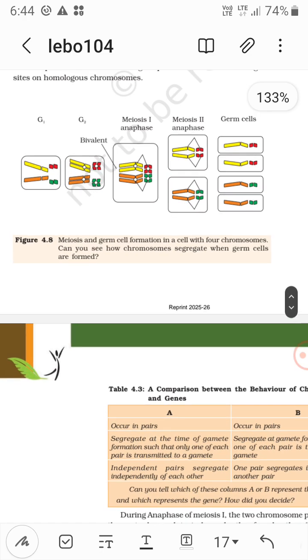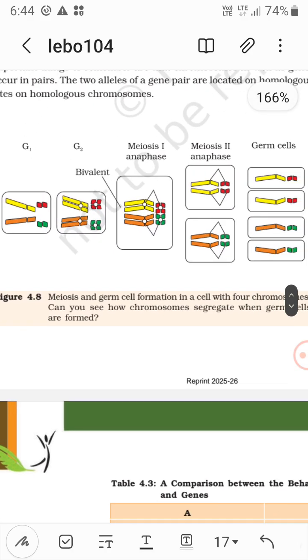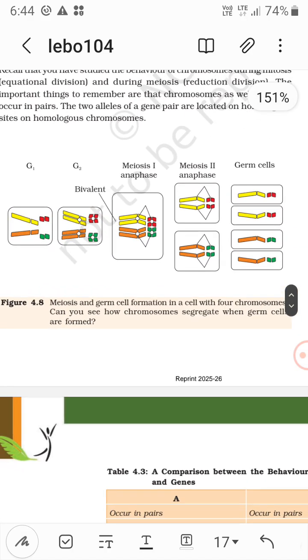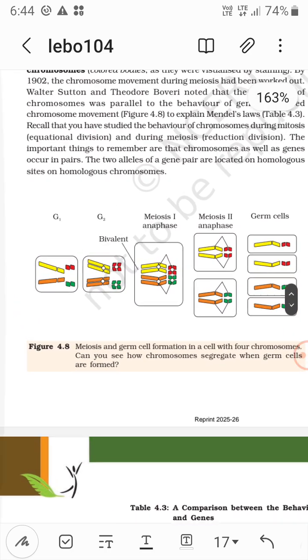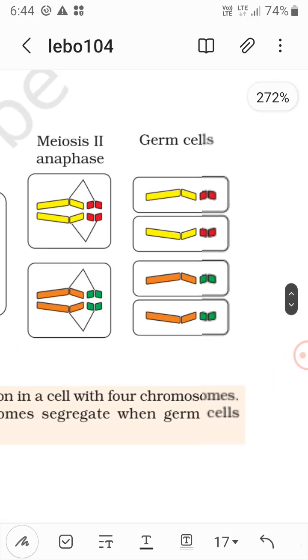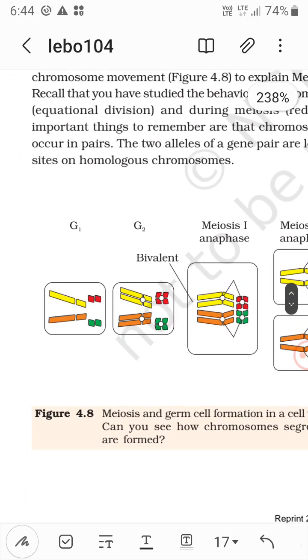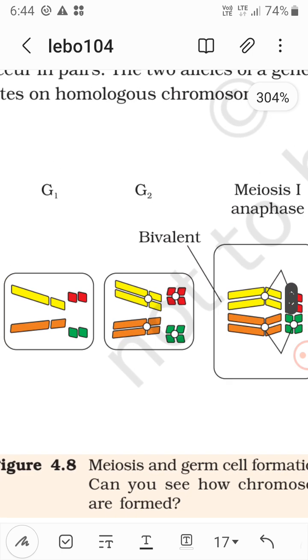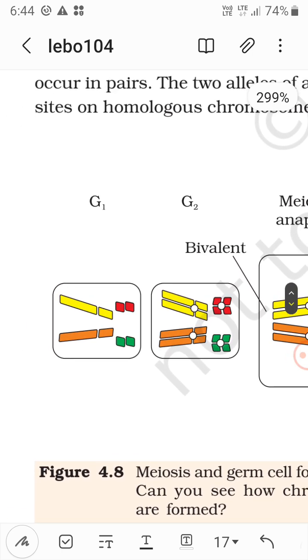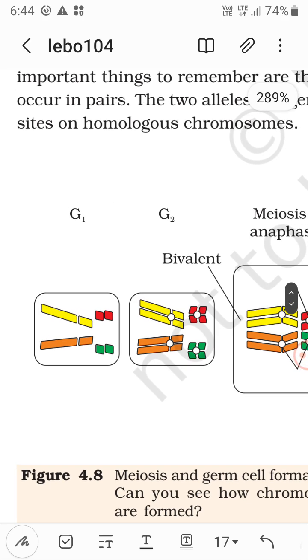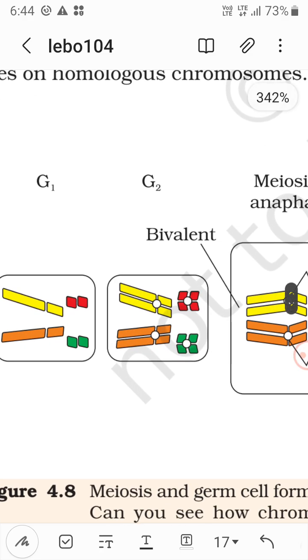Can you see how chromosomes segregate when germ cells are formed? You see it is G1, then G2. This is the duplication of chromosomes, or duplication of the DNA present on the chromosomes, but the copies are the same.